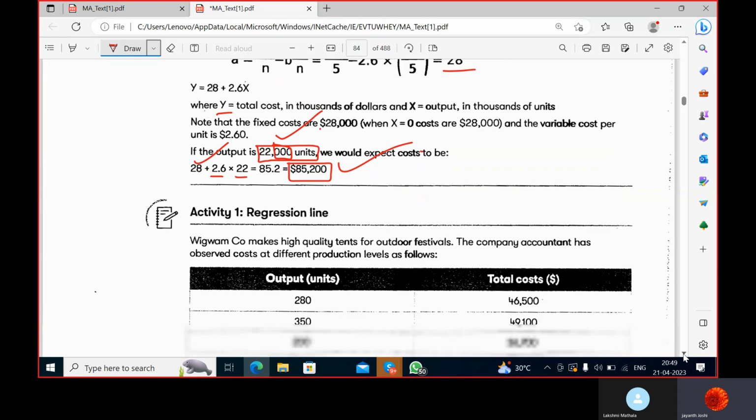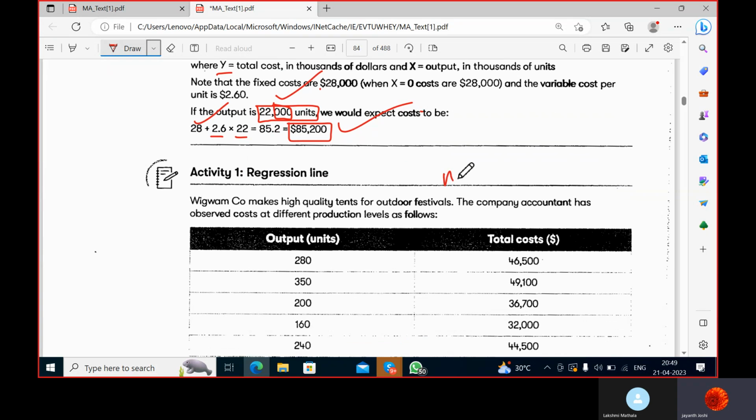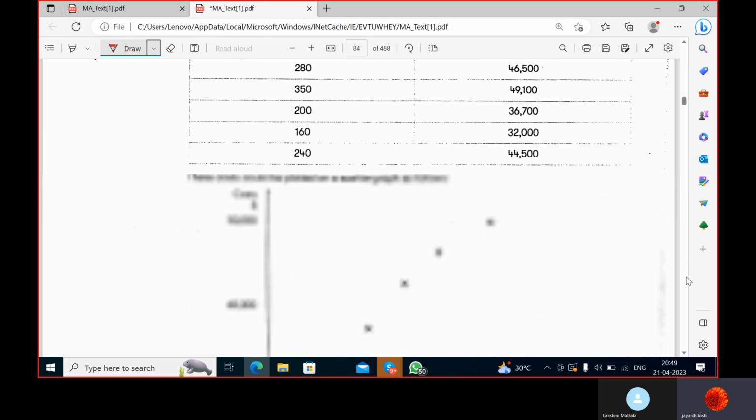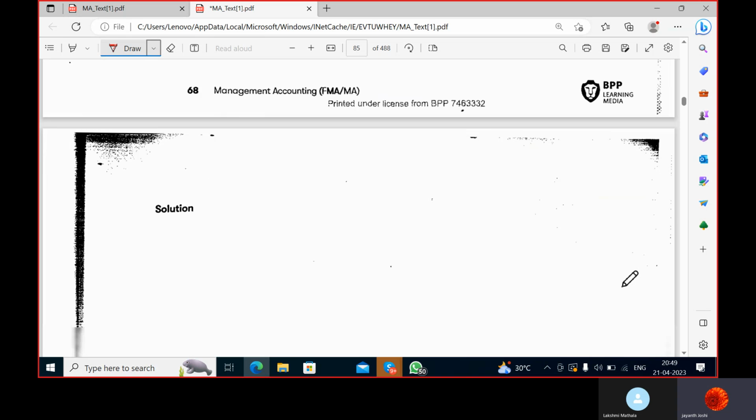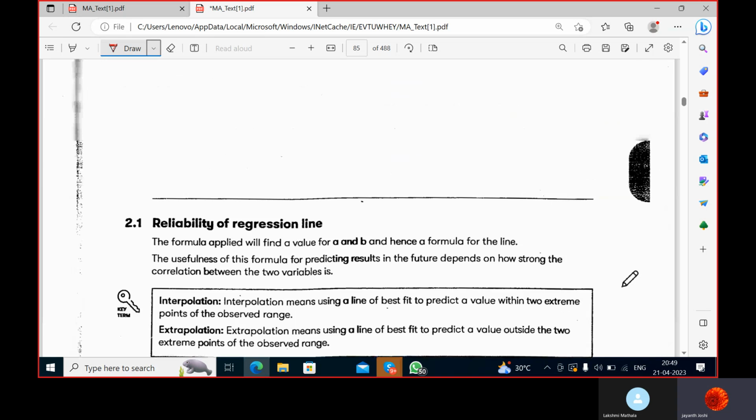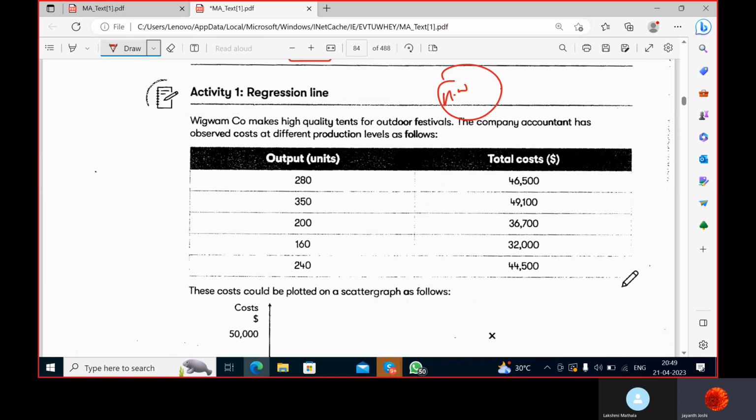Now, this is the homework for you. Okay, not homework in the sense, I think they have given something to deal with. No, not homework, it's an activity. Will you do this?